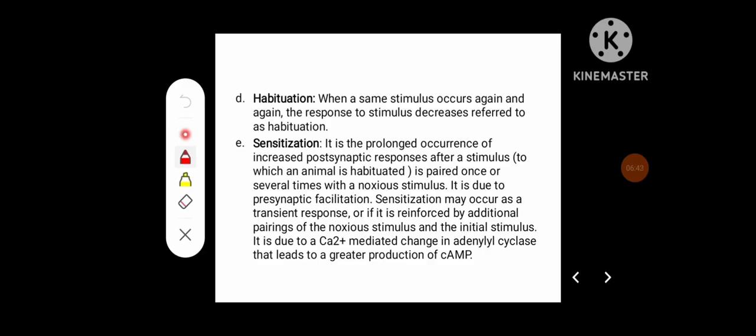Another synaptic property is habituation. When the stimulus occurs again and again, the response to the stimulus decreases. It is referred to as habituation.